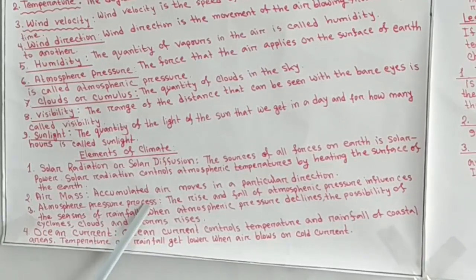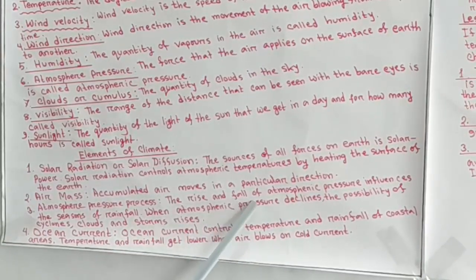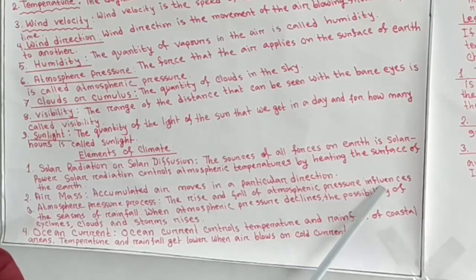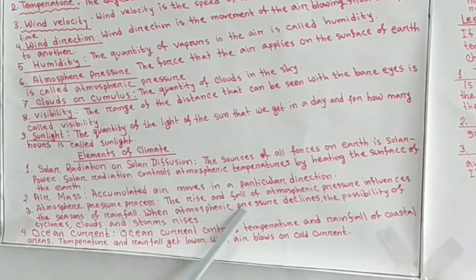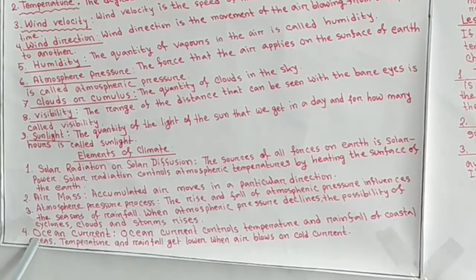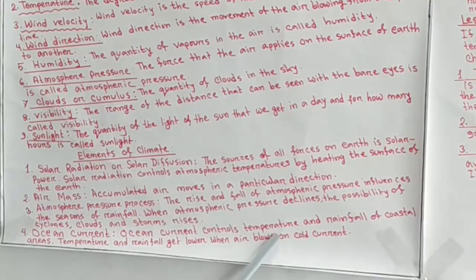Atmospheric pressure is another element of climate. The rise and fall of atmospheric pressure influences the seasons of rainfall. When atmospheric pressure declines, the possibility of cyclones, clouds and storms rises. Next one, ocean current. Ocean current controls temperature and rainfall of coastal areas. Temperature and rainfall will get lower when air blows over a cold current.